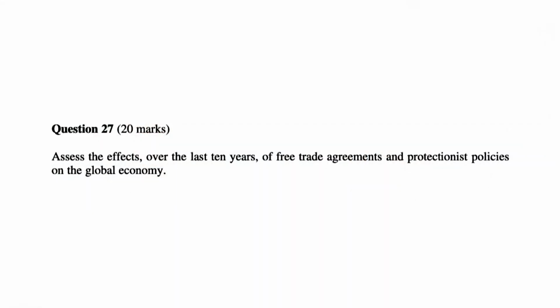So if we go into question 27, we've got: assess the effects over the last 10 years of free trade agreements and protectionist policies on the global economy. This is the first time I've seen this. Now, what's interesting for me about this question is it's not on the Australian economy. Usually they ask you to assess the impacts of changes in global free trade and protection on Australia. What they've done here, quite interestingly, and I can see why, is think about recent years, whether it's US-China, Australia-China, there's been a lot going on, Brexit. So I can see why they're doing it, but it was an interesting spin on what is a fairly common question that has appeared over the years.